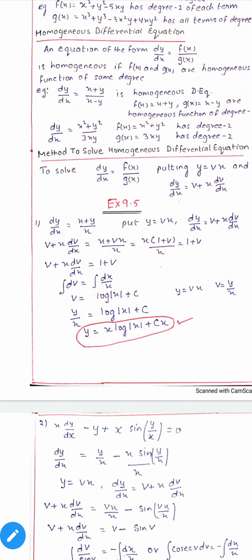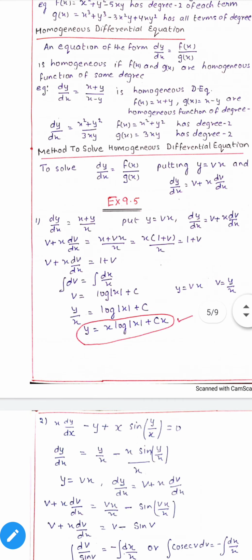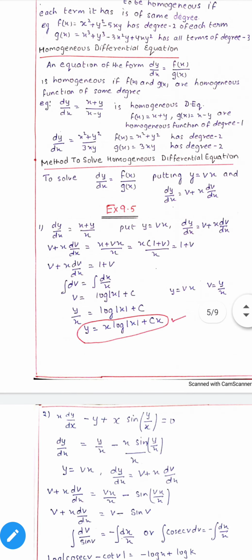where f(x) and g(x) are having the same degrees. For example, dy/dx = (x + y)/(x − y). You can see all terms of f(x) and all terms of g(x) are of the same degree, that is degree 1. dy/dx = (x² + y²)/3xy. f(x) is x² + y², which has degree 2. g(x) is 3xy, which has degree 2.